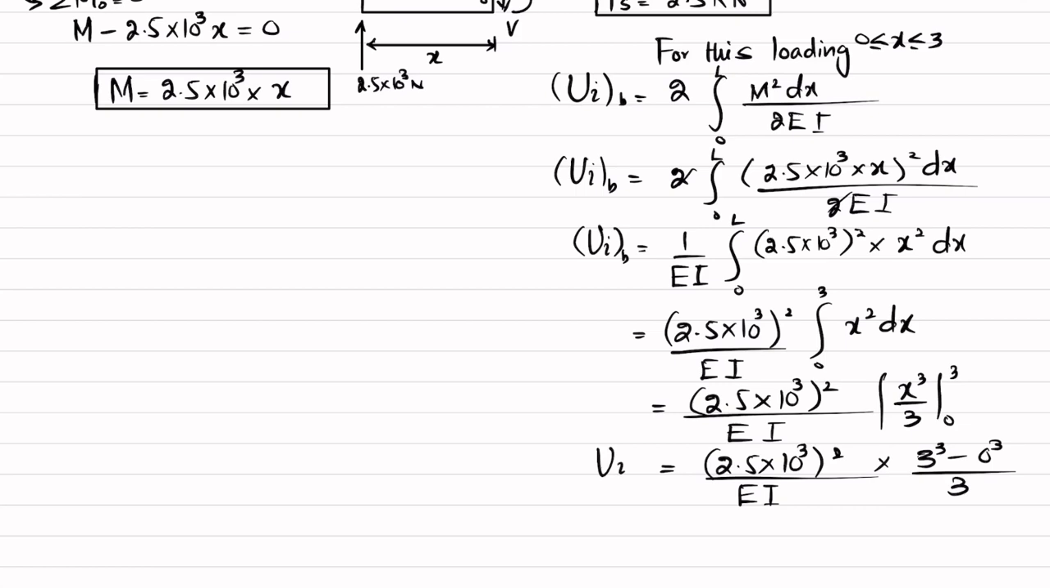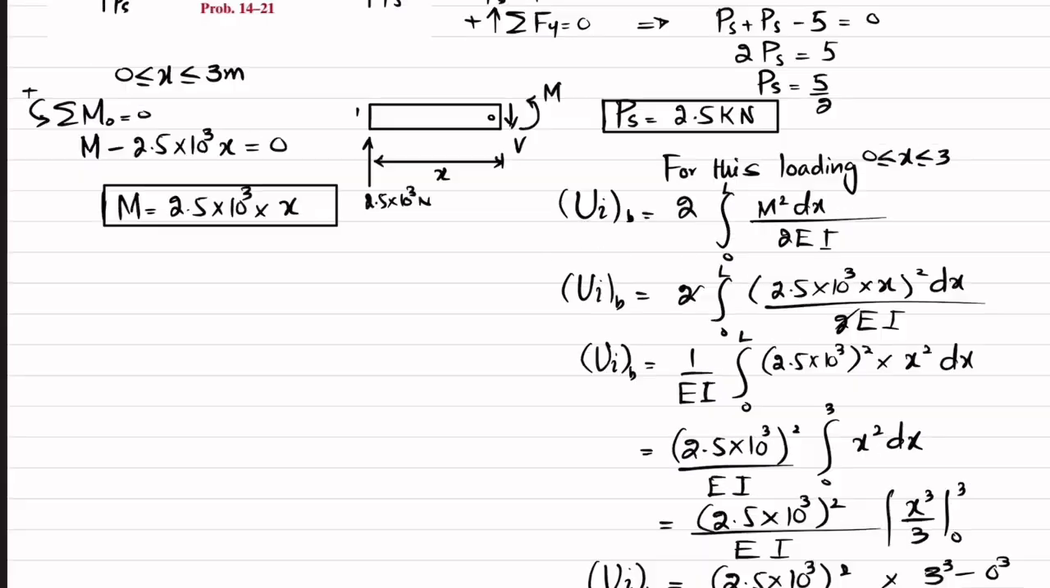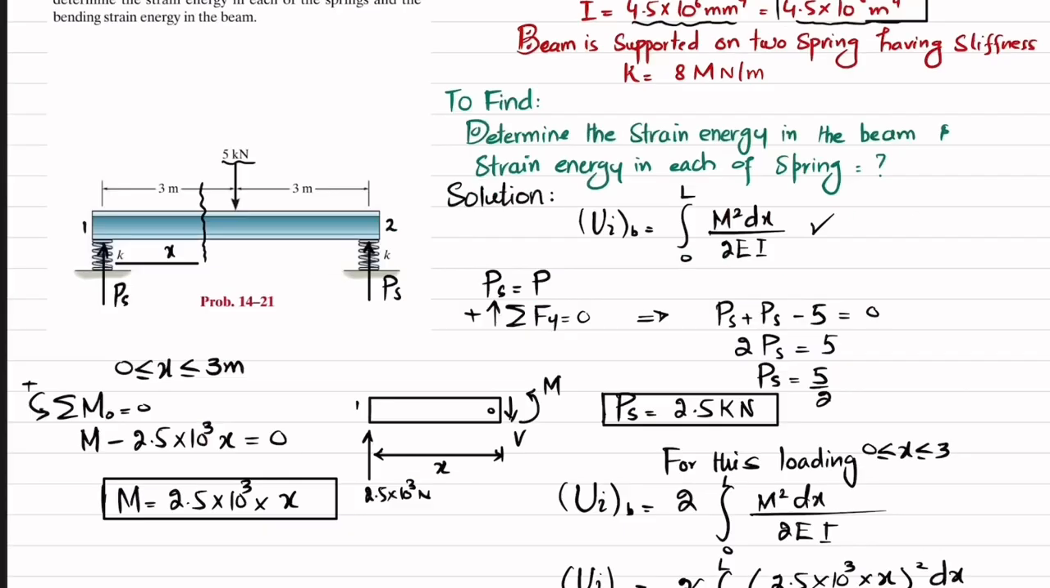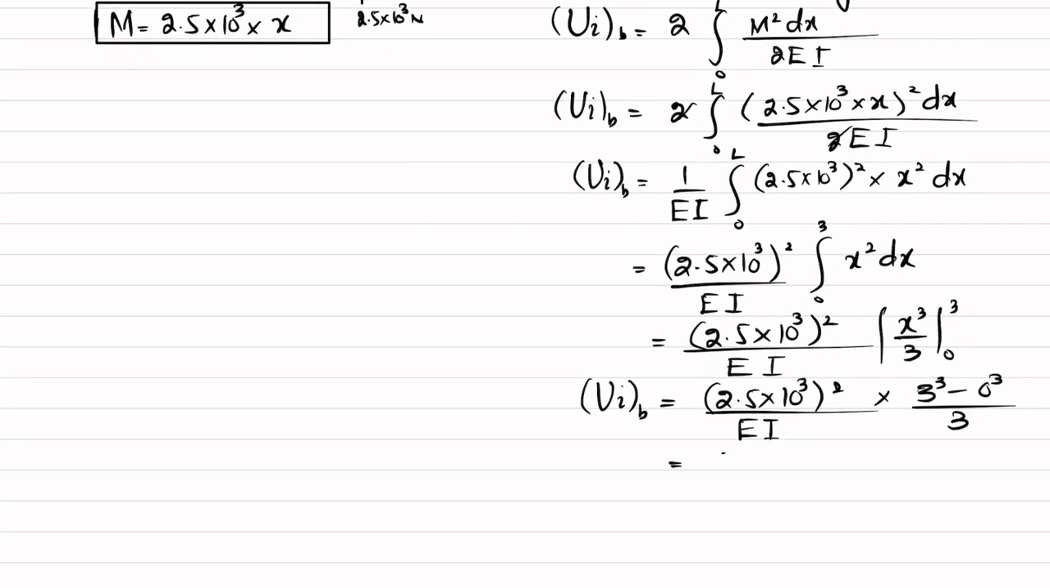And the value of I is also given. You can see the value of I is 4.5 into 10 to the power minus 6. Given in this form, so you have to convert it into meter to the power 4. So that will be 4.5 into 10 to the power minus 6. So I will write (2.5 into 10 to the power 3) whole square divided by the I value, which was 4.5 into 10 to the power minus 6, multiplied by 3 cube divided by 3.